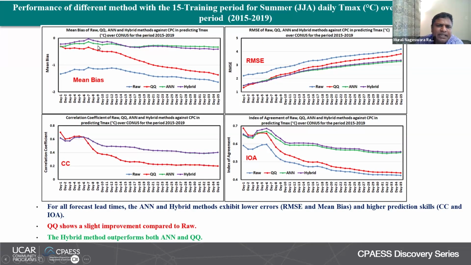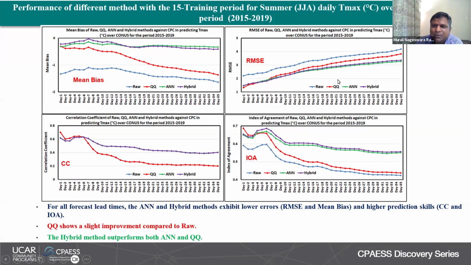You can see in the mean bias case, a large cold bias is there over the Canas region in the raw model. It is almost more than -1 degree centigrade. When we apply the calibration method, Quantile-Mapping, it is improved. But when compared with the hybrid method and NN method, it is a large improvement. It is there even for the longer lead time forecast, day 35. It is near to zero in both cases, NN deep learning and hybrid methods.